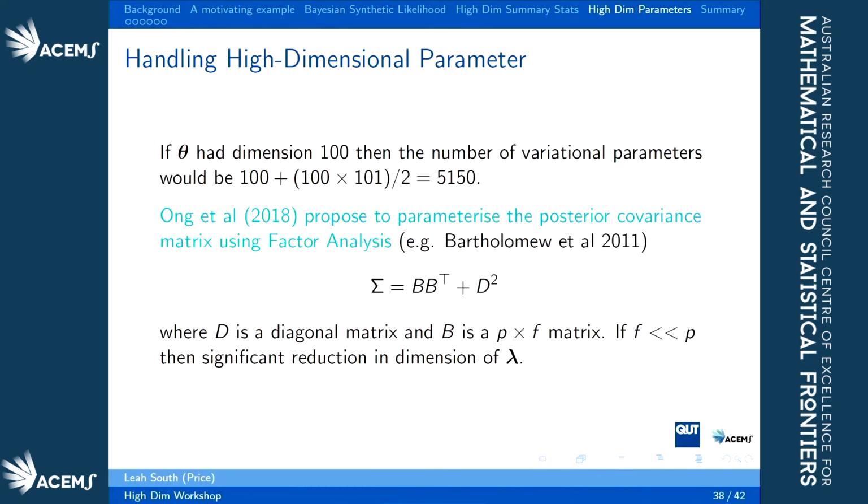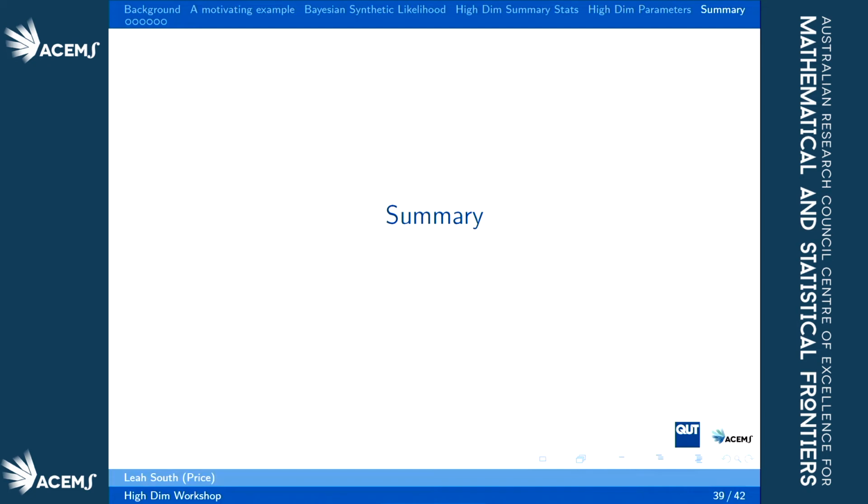Now, the downside of that example I used was that it was only two-dimensional, but variational Bayes is often used for high-dimensional parameters. If you had a parameter of dimension 100, then the number of variational parameters you'd be wanting to optimize over for your VB would be 5,150. So that's not really ideal. What they do in their paper is to parameterize the posterior covariance using factor analysis. Okay, so those were the extensions to high-dimensional summary statistics and to high-dimensional parameters.